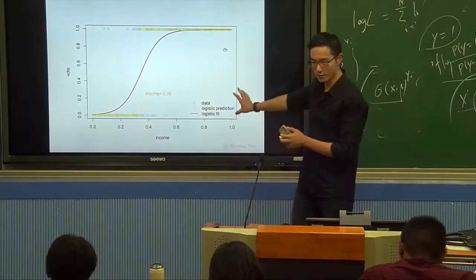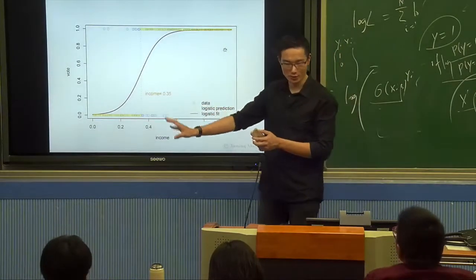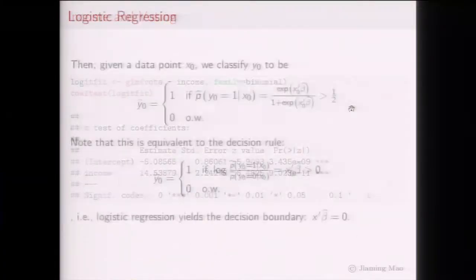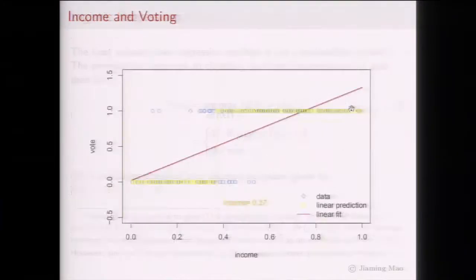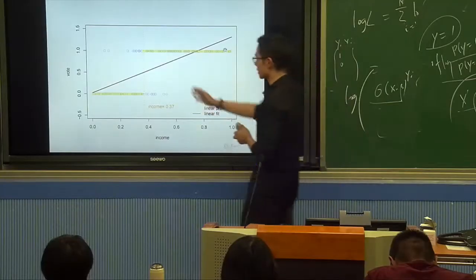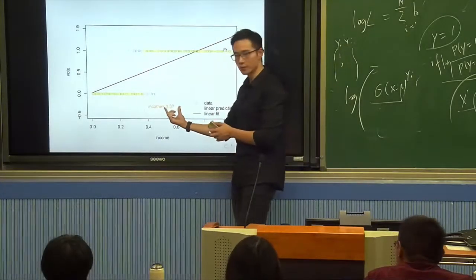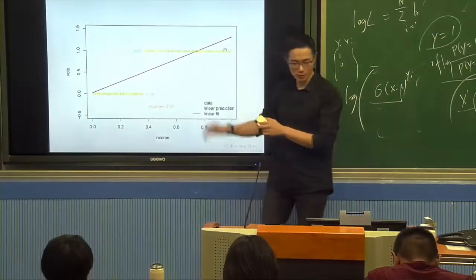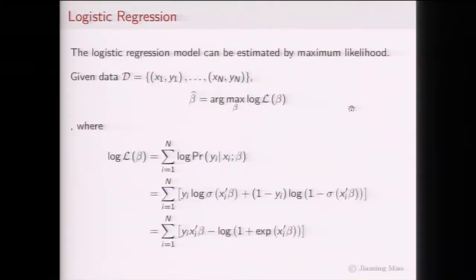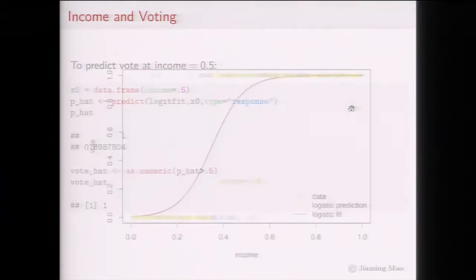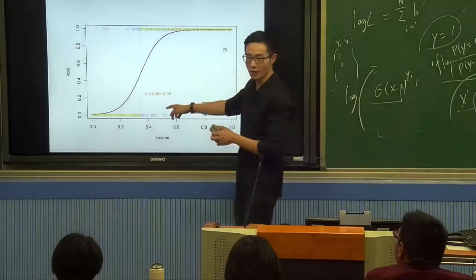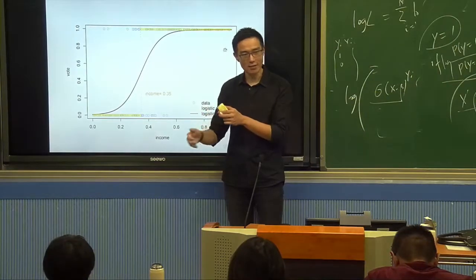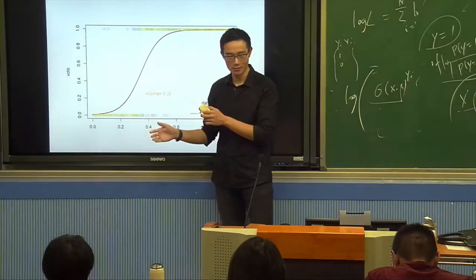So look at our result and compare with linear regression. What's the difference between the logistic regression and linear regression? The linear regression has a decision boundary of income equal to 0.37. Everything below, no vote, everything above, vote, right? The logistic regression has a decision boundary of income equal to 0.35. So even though they look like very different models, in this case they are giving very, very similar results.